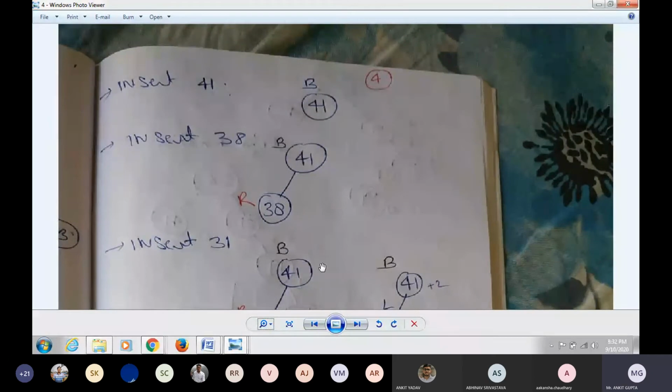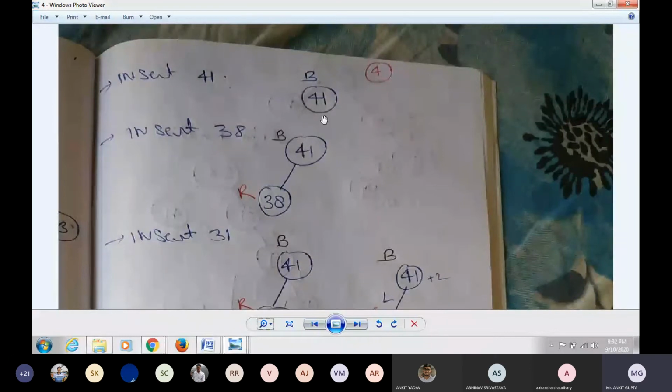I will insert the 41. 41 is the root node. The color of the root node should be black. You know the property of the red-black tree. Okay. So here in the red-black tree you have to check the color and balanced binary search tree. Only two things. You have to check that at every step. So first of all you will insert the 41. It is the root node, so it should be black.